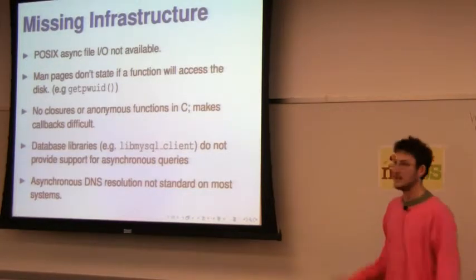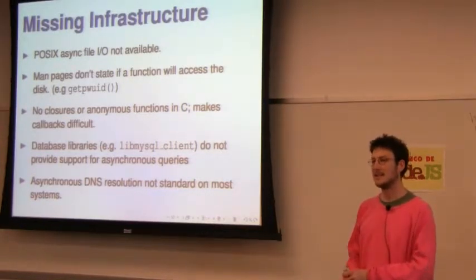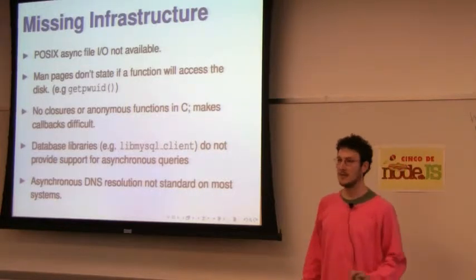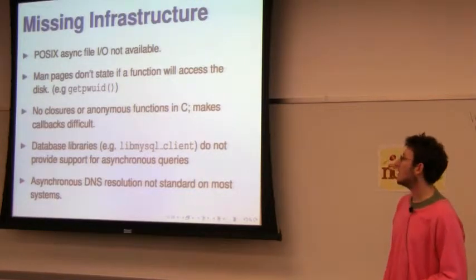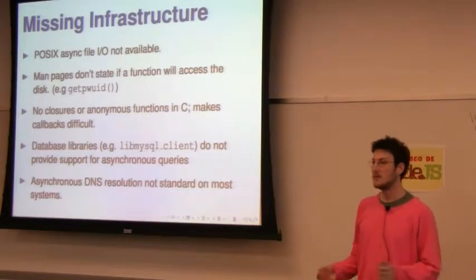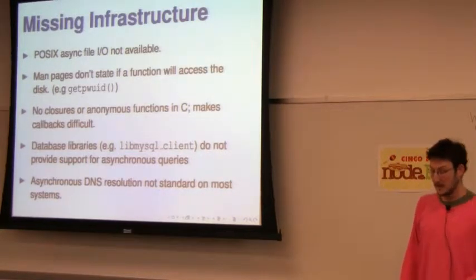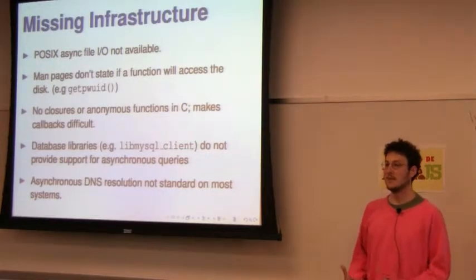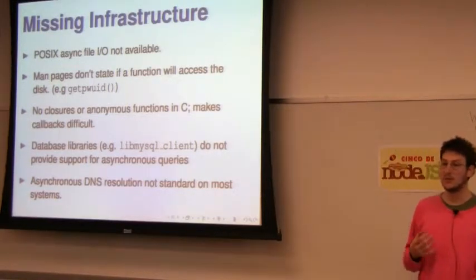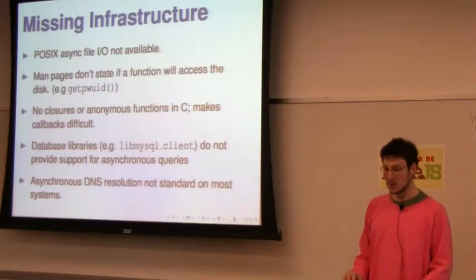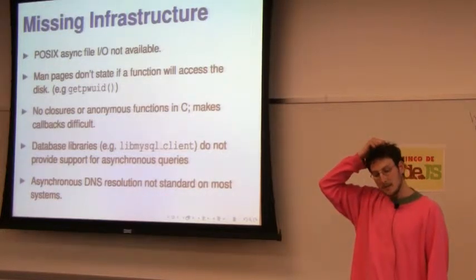So some examples. Accessing the disk. You can't do it. You cannot do it, right? You can't access the disk without blocking. Supposedly there's some POSIX async specification out there, but it's just not available on machines. Man pages don't tell you if a certain call is going to access the disk or not. In C, you don't have the language features that make writing with callbacks nice. You don't have closures and you don't have anonymous functions. And so doing this sort of evented style programming becomes very tiresome.